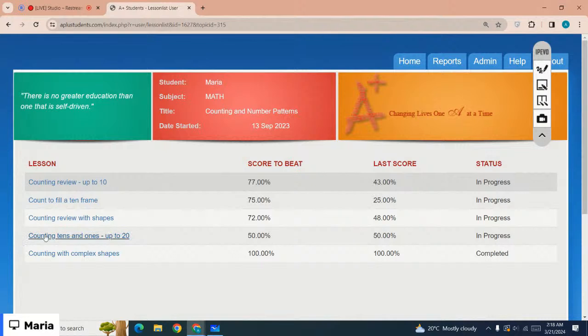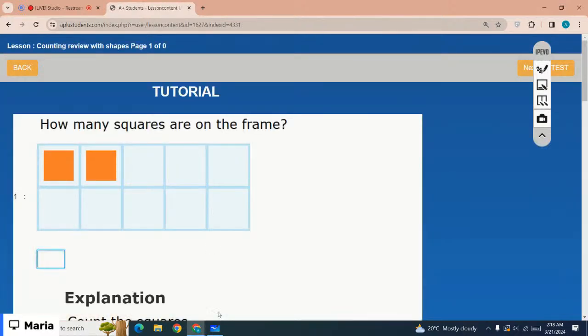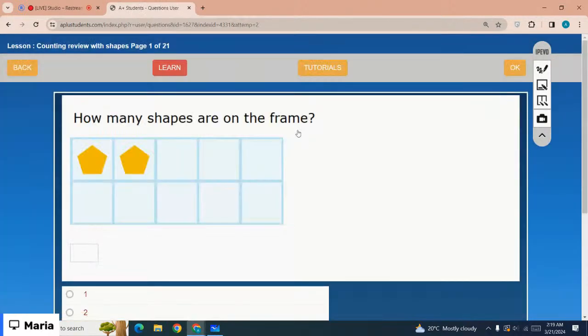Okay, counting review with shapes. So that is just a review. Let's just do a quick review. How many squares are on the frame? So which is the correct option? The correct option is only 2 frames, right? Let's just start with the test questions. How many shapes are there on the frame?